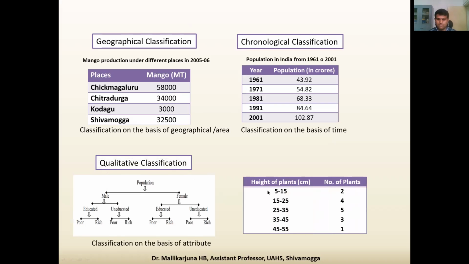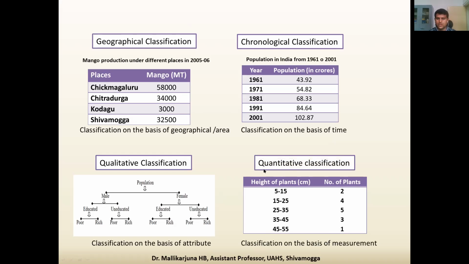Another example, the height of a plant: 5 to 15 centimeter, 15 to 25 centimeter, like this, some groups, range. So here between 5 to 15, the number of plants is 2. Between 25 to 35 centimeter, number of plants is 5. 45 to 55 centimeter, 1 plant. This is known as classification on the basis of measurement. This is quantitative classification. So all these, geographical, chronological, qualitative, quantitative, are the types of classification.